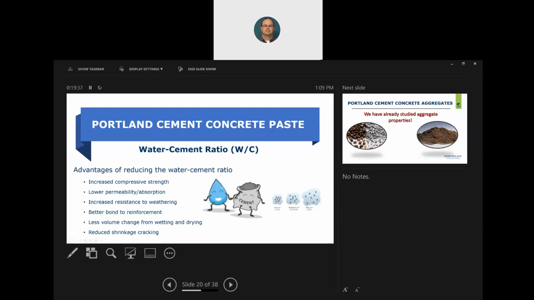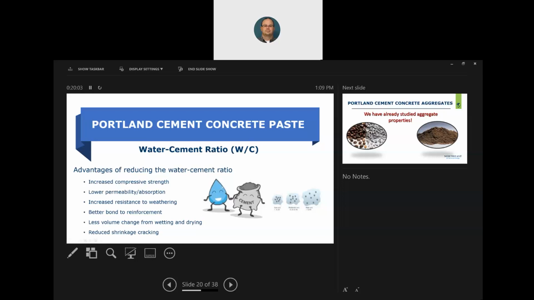Increased resistance to weathering, basically makes it stronger, like against freeze thaw action typically. Better bond to reinforcement. Water does not bond to reinforcement, so the more water we have, the weaker it's going to be. Less volume change from wetting and drying. If there are cavities in there, when things get wet and dry, they actually change shape. They expand and contract. If we have less water, that won't happen.